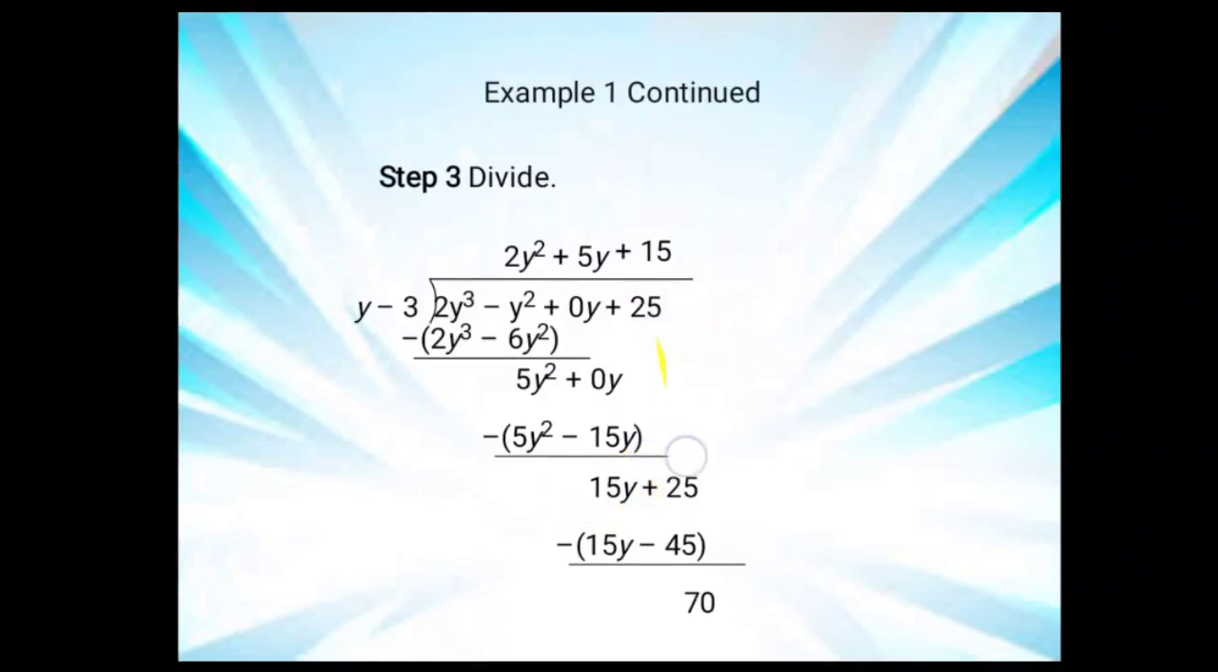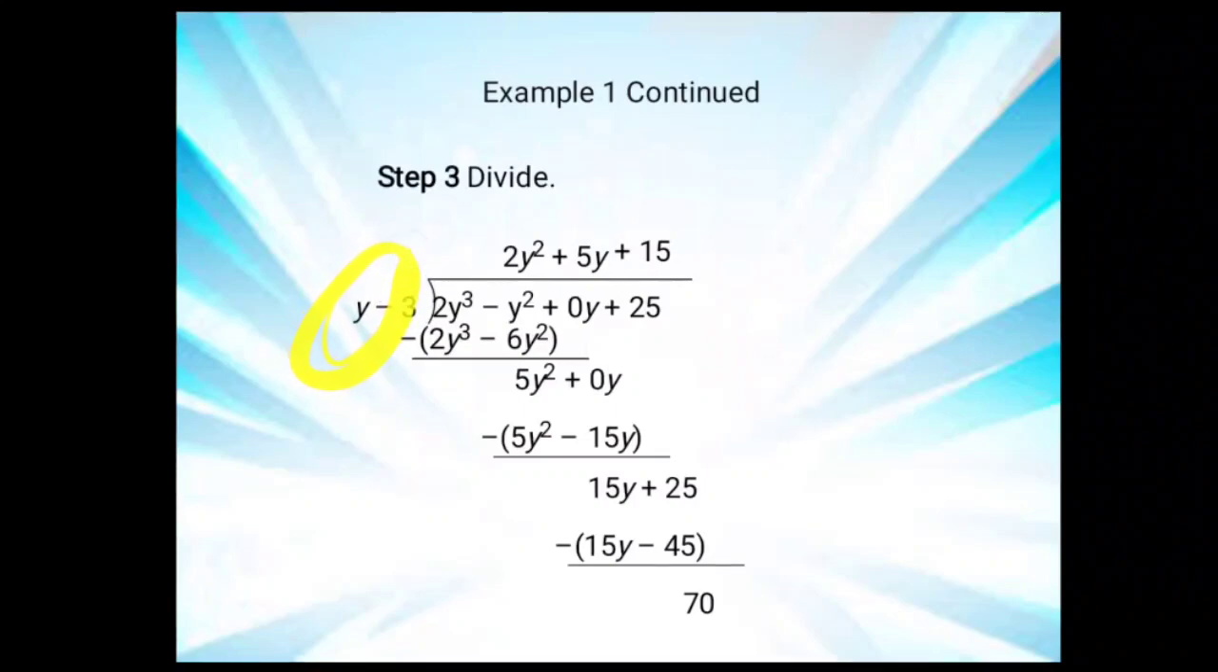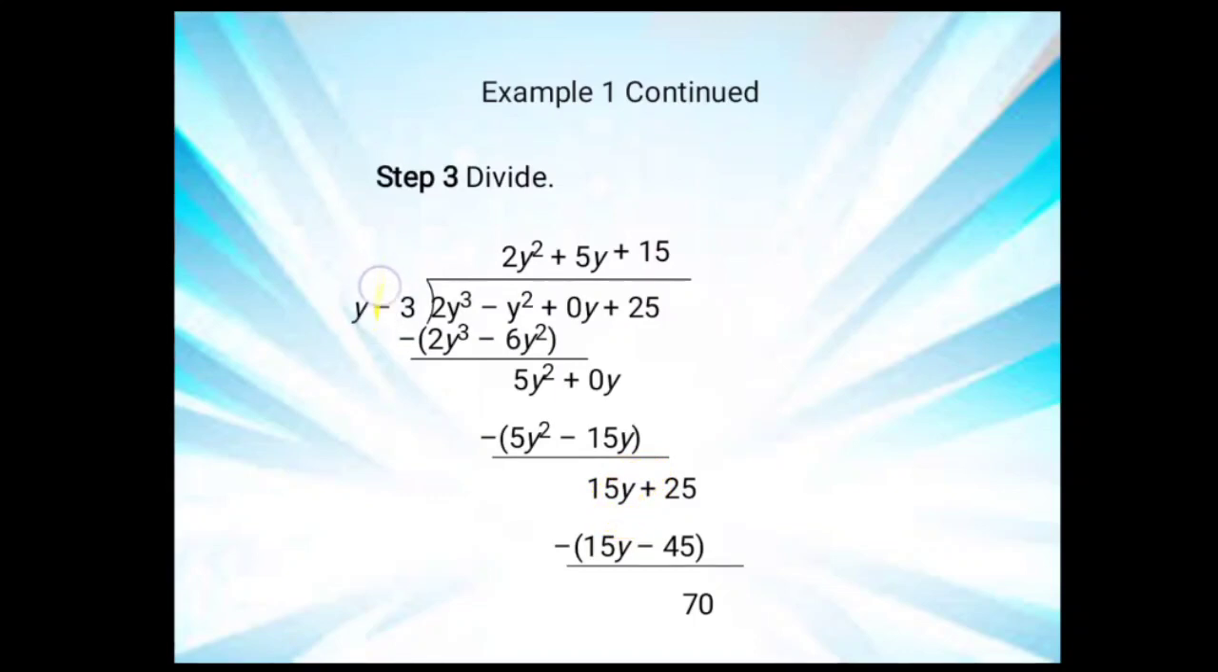Okay, then bring down 25. Now, let's focus on how we are going to eliminate this by dividing it by the first term of the divisor. So, 15y divided by y is 15. Okay, how? Because we subtracted the exponent of y, that is 1 minus 1 is 0. Therefore, 15y raised to 0 is 15.